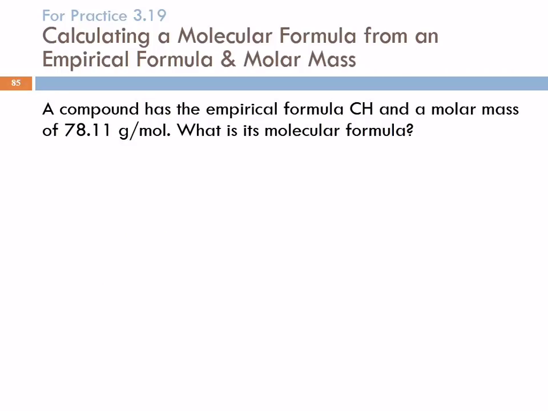You want to find out how many times the empirical formula fits into the molecular formula. So here's a nice problem. A compound has the empirical formula CH and a molar mass of 78.11 grams per mole. What is its molecular formula? It could be C2H2, it could be C3H3, it could be C4H4, some multiple of CH. What we want to do is figure out what the molar mass of CH is, the empirical formula. So the mass of that would be the mass of the carbon plus the mass of the hydrogen.